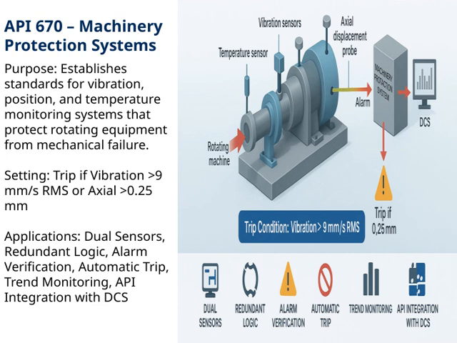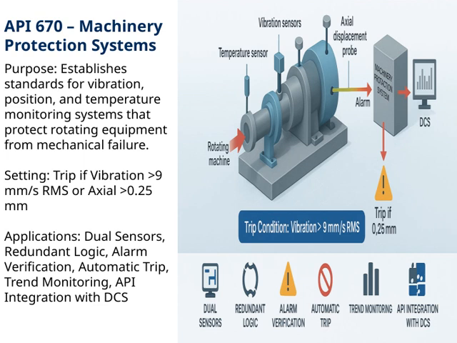For example, the system is designed to trip the equipment if vibration levels exceed 9 millimeters per second RMS, or if axial displacement goes beyond 0.25 millimeters. These thresholds are carefully established to ensure early detection of potential issues.